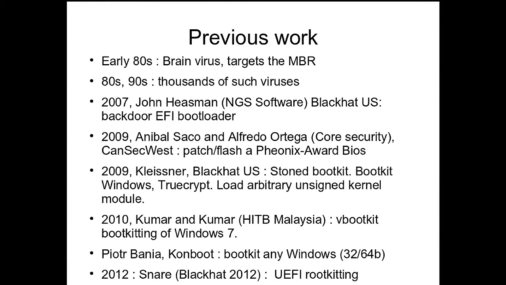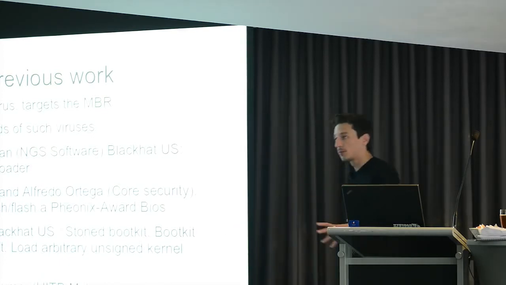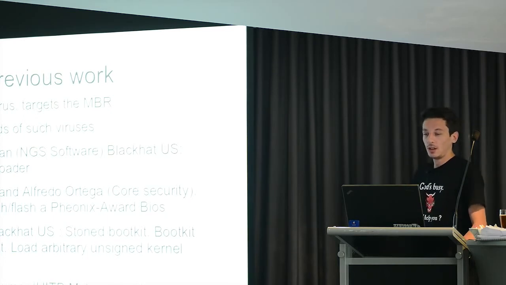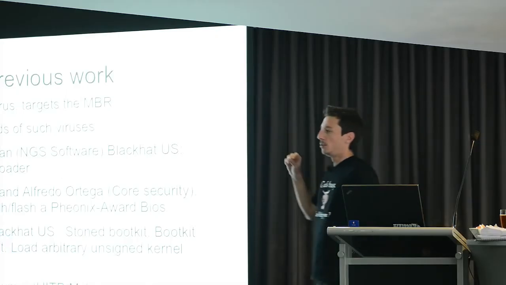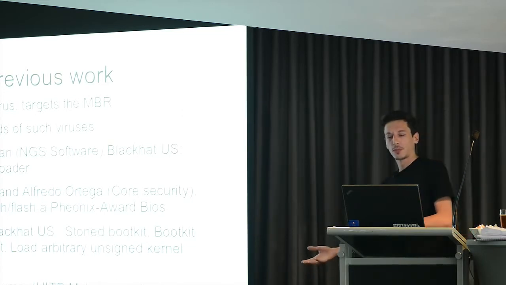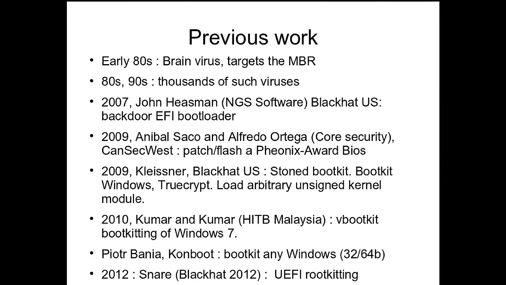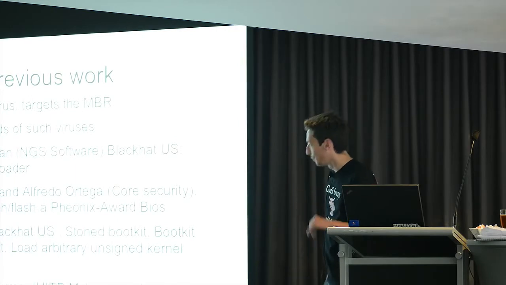It's pretty remarkable. In 2009, Peter Kleissner, a German guy, managed to bootkit not only Windows but also TrueCrypt, in spite of full disk encryption. In 2010, Kumar and Kumar, two Indians, did an amazing job at reversing Windows 7. They managed to bootkit Windows 7, but they did a lot more than this. They released a device driver to be able to mount drives encrypted by BitLocker and stuff like that, and they identified the critical structures in memory for the Windows 7 kernel.